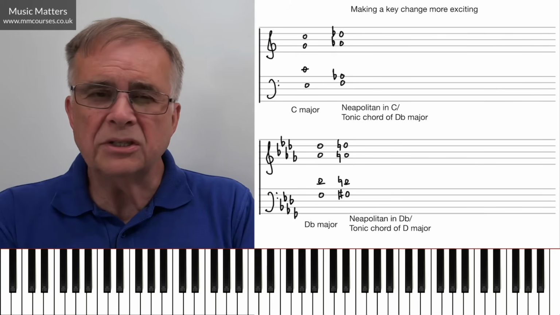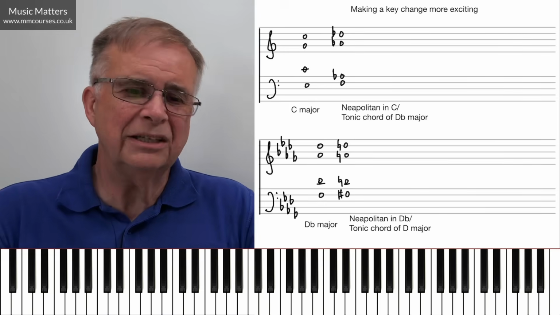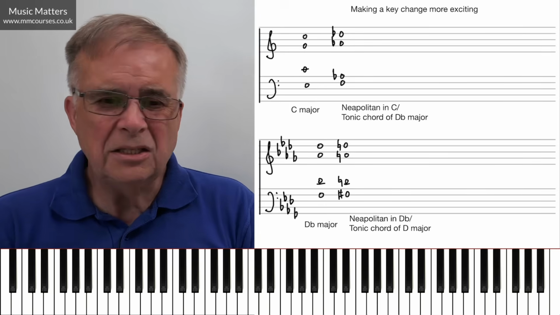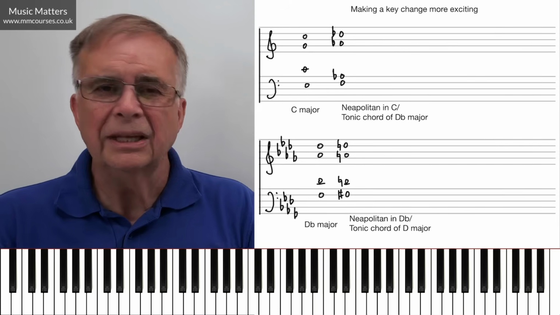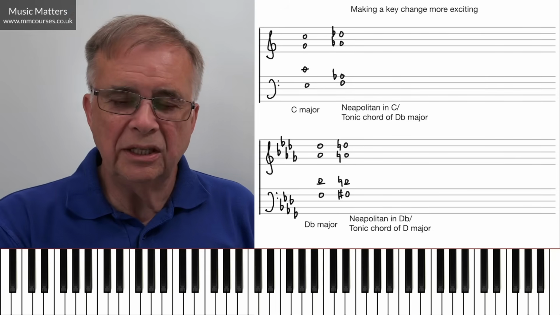In other words, you write notes that sound exactly the same as they ought to be, but you spell them differently. So instead of calling something E double flat, you just call it D, because that might be an easier way of going to a key like D major, but it's still using the Neapolitan.